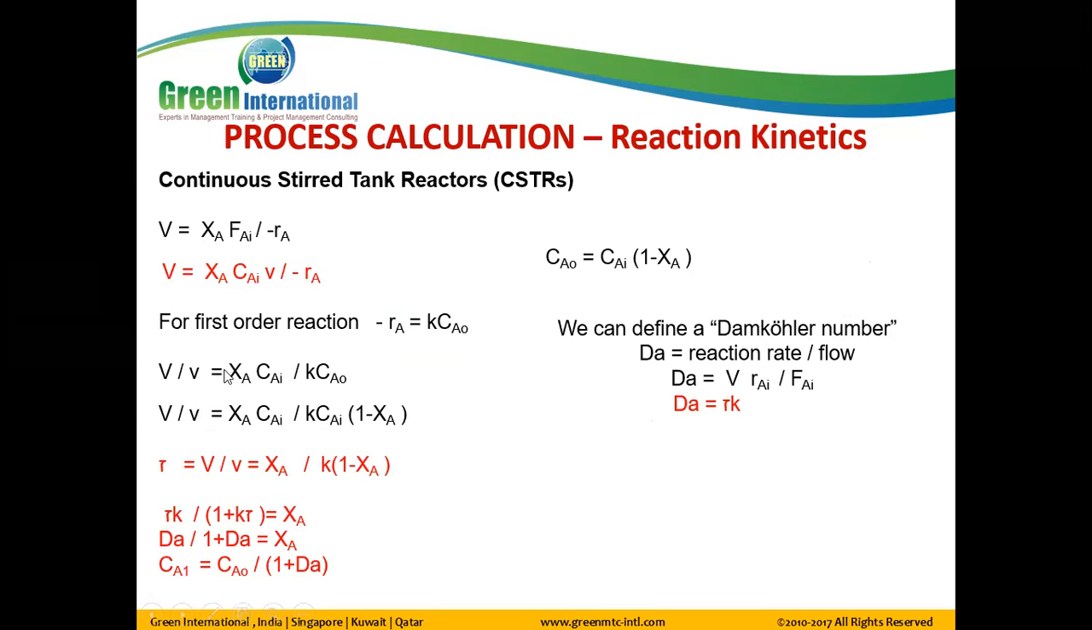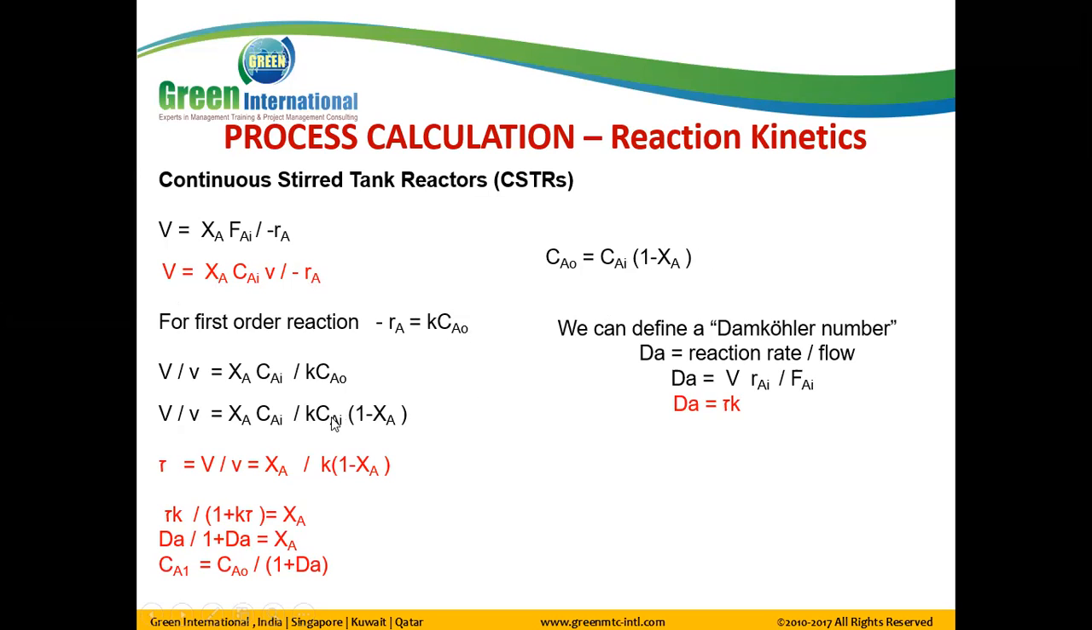Whatever is in the red color, please remember, because in your exam you are not going to derive it, so just remember the formula. The volume of tank is related to XA, the percentage of conversion, CA0, the concentration of component A, and small v, the volumetric flow rate, divided by minus RA, the rate of reaction. If it is a first order reaction, RA is nothing but K CA, where K is your rate constant. Remember, CA is nothing but CA0 multiplied by 1 minus XA.